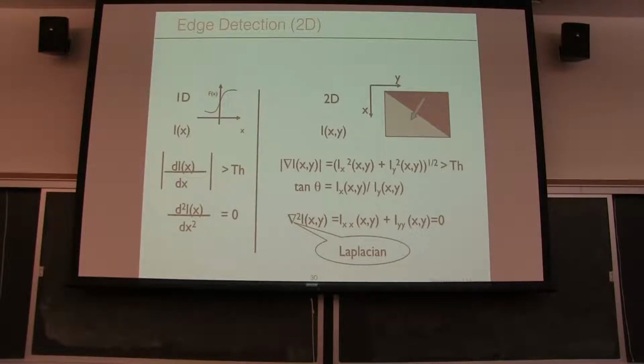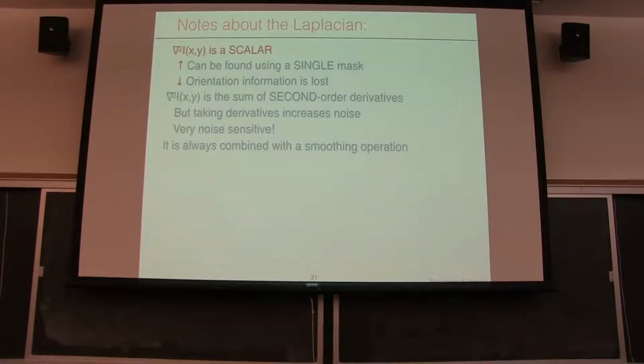I lose my orientation, so that's bad. Is anything good about it? Computationally simpler. Why? You don't have to calculate. I don't need to have two masks. I can do this in only one mask. In fact, I don't have to go through the first order derivative and do it again. All of these are linear operators, so I can do it with just one single mask. So computationally speaking, it's faster. But now we have lost the orientation.